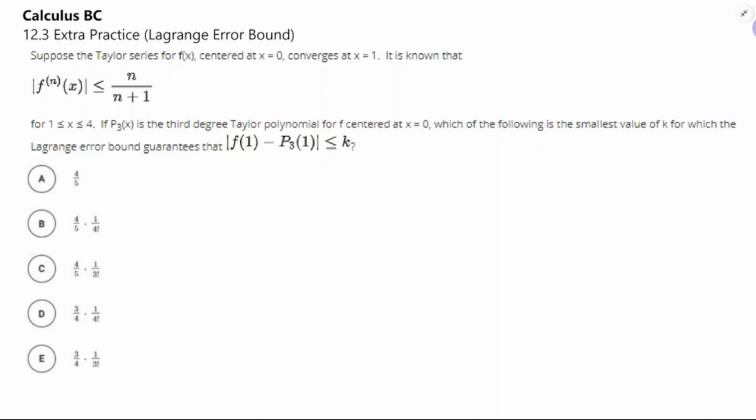In this video, we're going to be doing some extra Lagrange error-bound practice. So the first one is saying, suppose the Taylor series for f of x, which is centered at x equals 0, converges to x equals 1. It's known that the absolute value of the nth derivative is less than or equal to n over n plus 1 when x is between 1 and 4. Interesting.